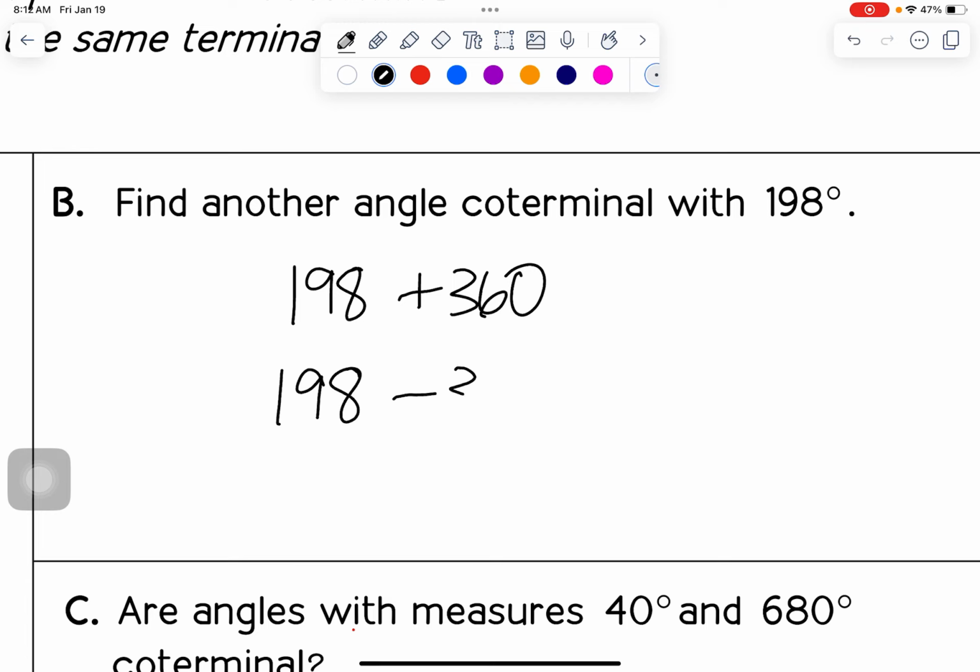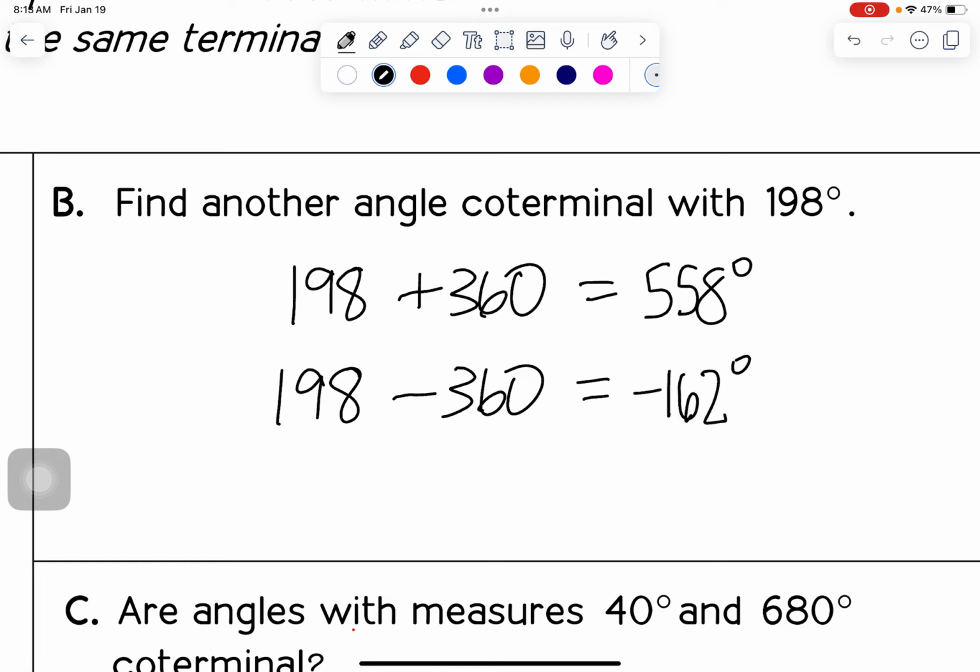Again, all we're talking about here is one revolution around the circle, and every time we make that revolution, we get a new answer. So if I added 360 here, I will get 558. If I subtracted 360, I will get negative 162. So now I have three angles that are coterminal with each other: the 198, the 558, and the negative 162.